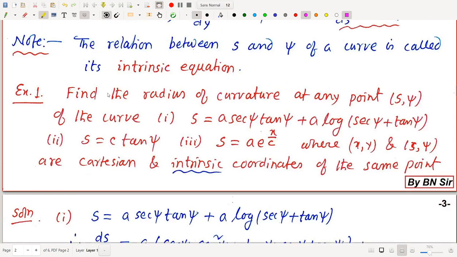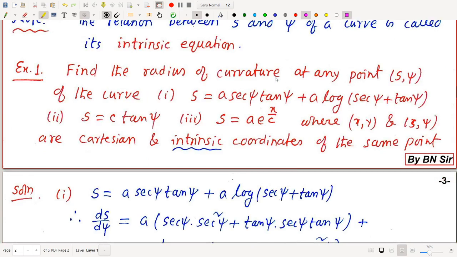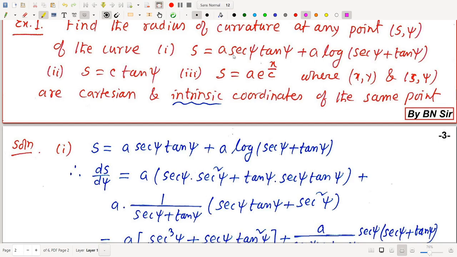So let us see the first example today. Find the radius of curvature at any point (s, psi), the intrinsic coordinates: arc length and angle made by the tangent. Radius of curvature at any point (s, psi) of the curve: number 1, s equals a sec psi tan psi plus a log(sec psi plus tan psi). Number 2, s equals c tan psi. Number 3, s equals a e to the power x by c, where (x, y) and (s, psi) are the Cartesian and intrinsic coordinates of the same point.